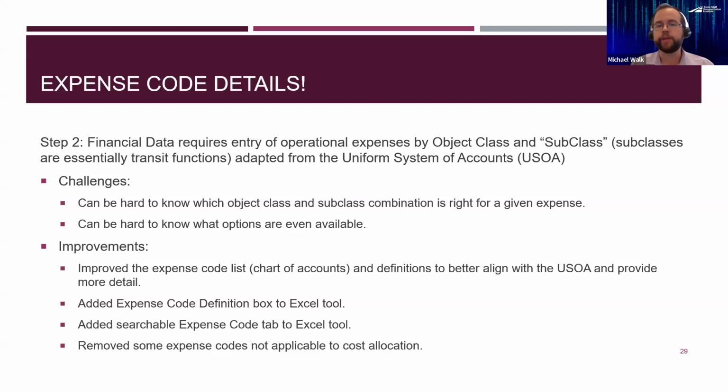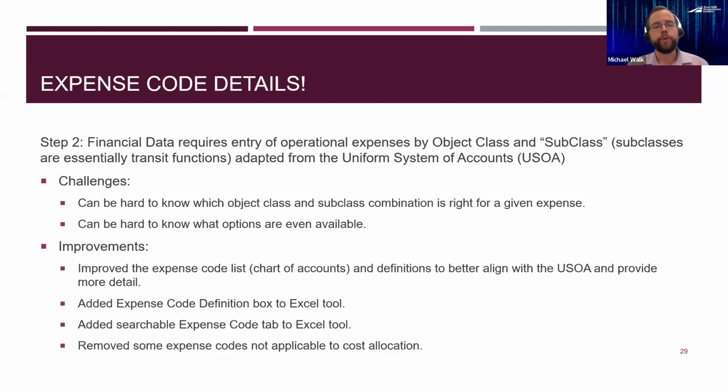In the calculator, specifically, financial data entry requires that you enter expenses by object classes and by what we call subclasses, which are essentially transit functions. The object classes and subclasses in the calculator are adopted from the Uniform System of Accounts, or USOA, which is the standard guide for chart of accounts in public transit. And we recognized and heard from users that when I'm doing financial data entry, there's so many drop downs, there's so many options in terms of expense codes, it's hard to know what is the right object class and subclass combination for the expense I'm trying to enter.